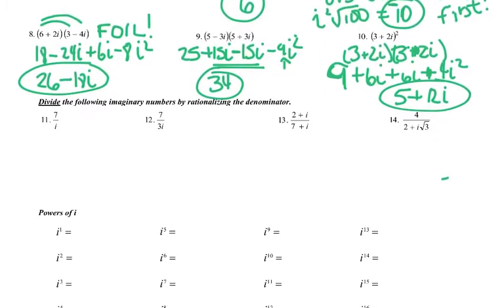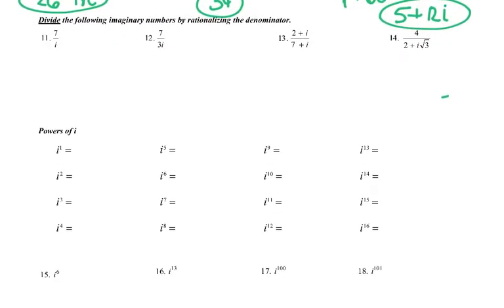And just like that, we're at the bottom. Now, oh, we're not quite at the bottom. We're in the middle. Sorry. Dividing by i, you won't be shocked to know you can't have an i in the denominator. Why not?